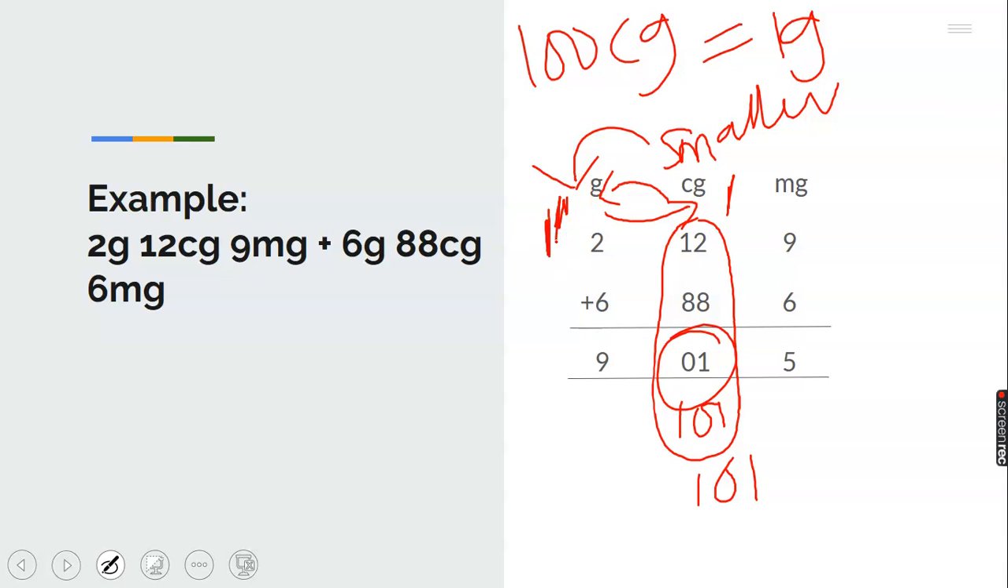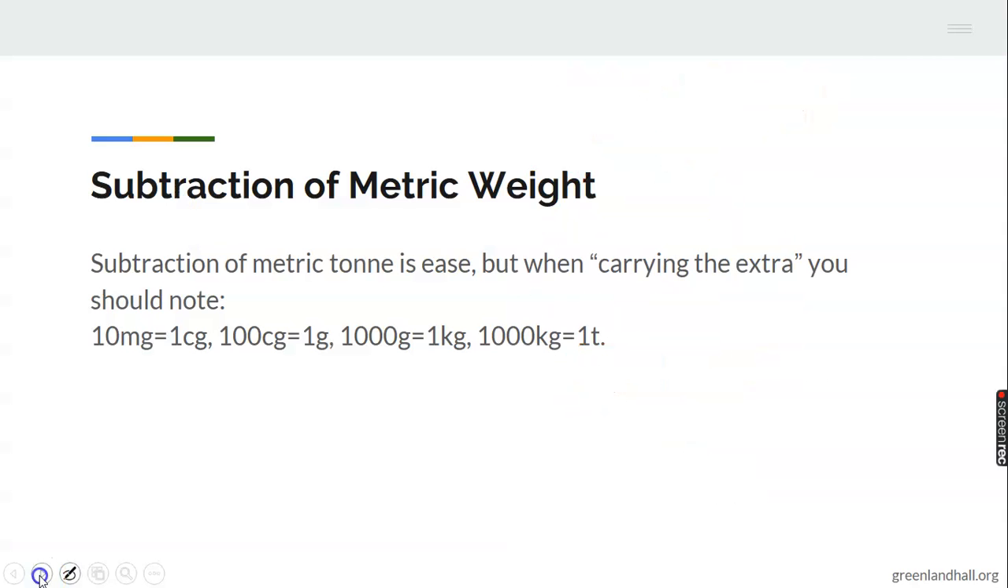When the 100 comes here, it becomes 1. It is not 100. So we add 1 to 2, that's 3. 3 plus 6, that is 9. That's how we came across this, and that's how we have 0 here. Because 100 cannot fit in here. Already, when it is 100, you move to the other side of converting. Okay? Subtraction. So the same thing applies here.